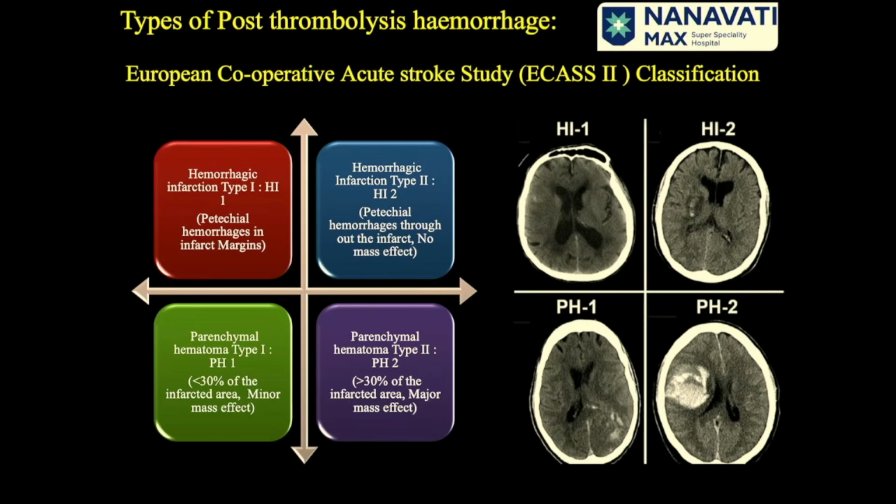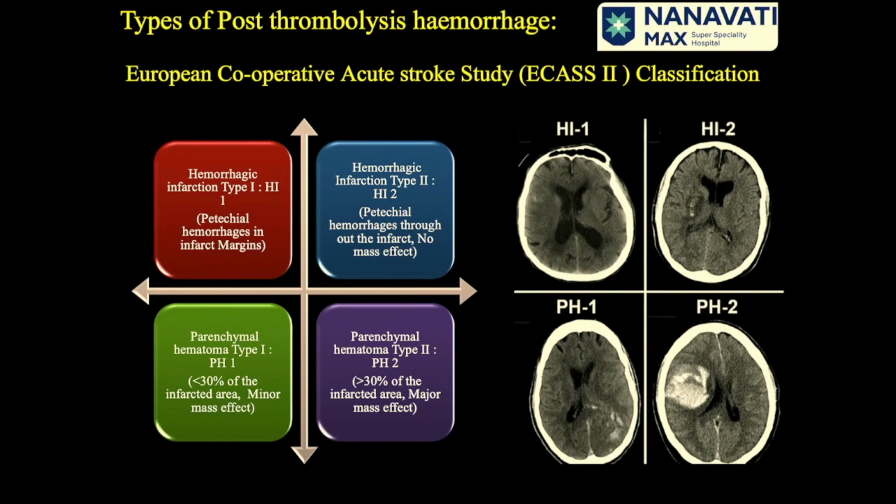Before we look at that, we must understand the ECASS 2 classification of post-thrombolysis hemorrhage. HI1 is petechial hemorrhages located at the periphery of the infarct post-thrombolysis. HI2 is petechial hemorrhages which happen throughout the infarct, not at the periphery. PH1 is where you have a large infarct with hemorrhage occupying less than 30% of the infarct post-thrombolysis, and PH2 is where involvement is more than 30%.